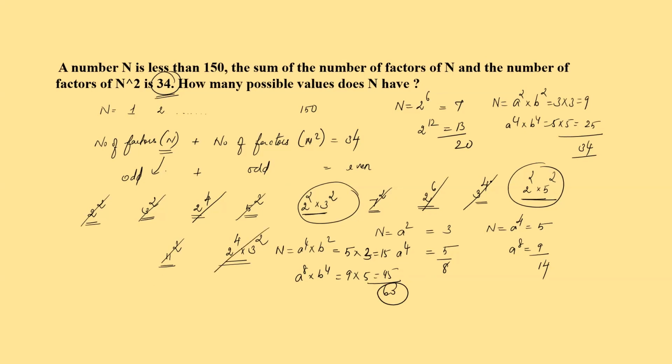So only 2 values, and those 2 values in the format a square into b square satisfied. So the number of possible values of n is going to be nothing but 2. You can take only 2 different values. Okay, hope this question is clear now.